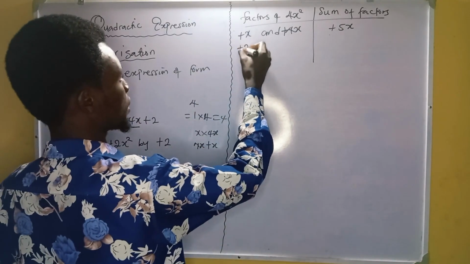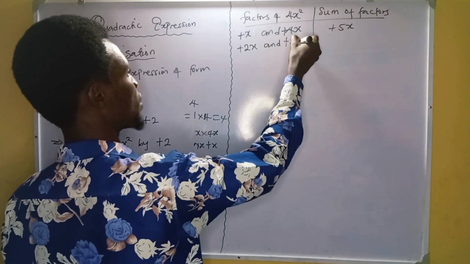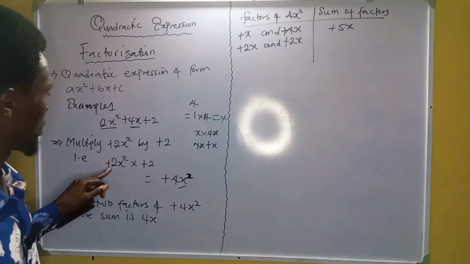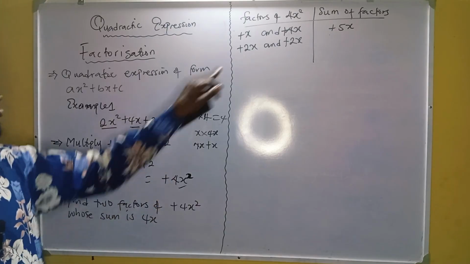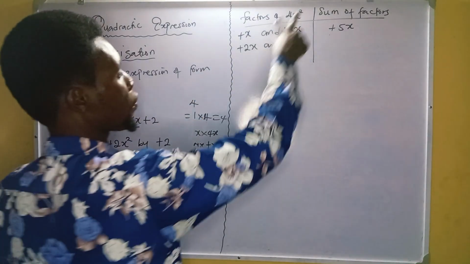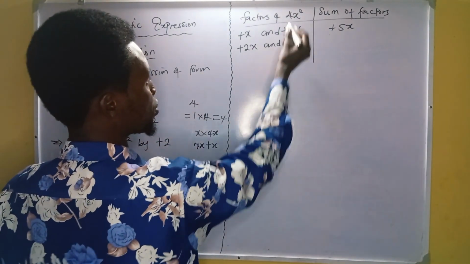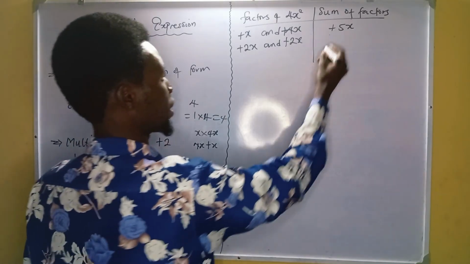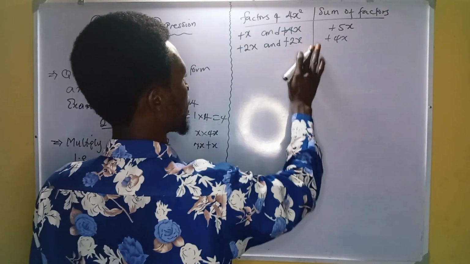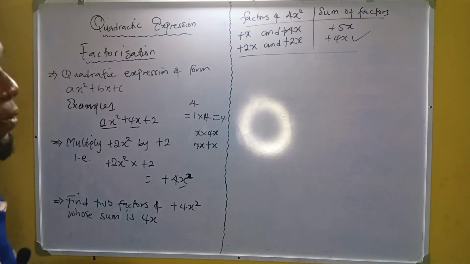You can also see that if you multiply 2x and 2x together, you are going to have 4x squared, because x times x is x squared, and 2 times 2 is 4. Then when you add them together, you will have what? 4x. And then you have gotten what you are looking for, right?